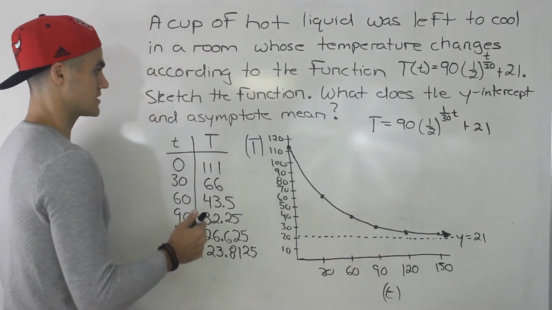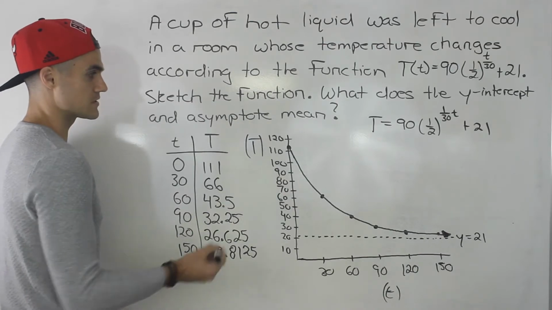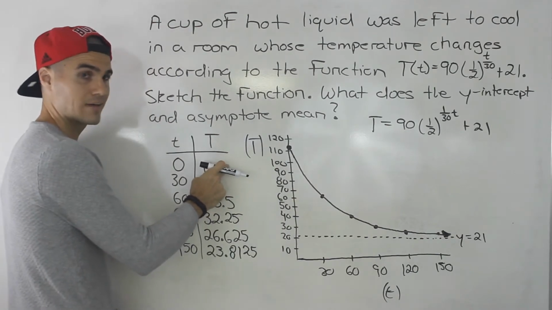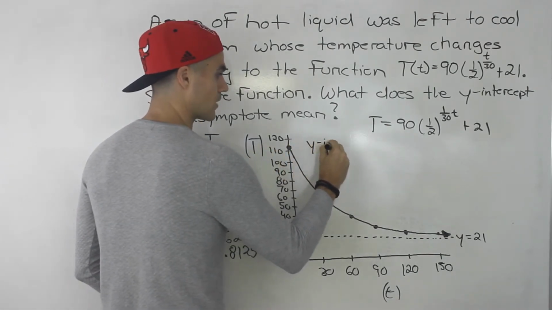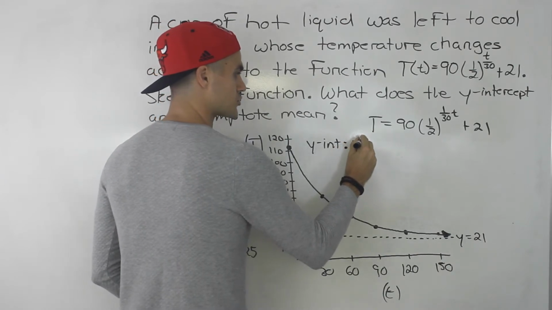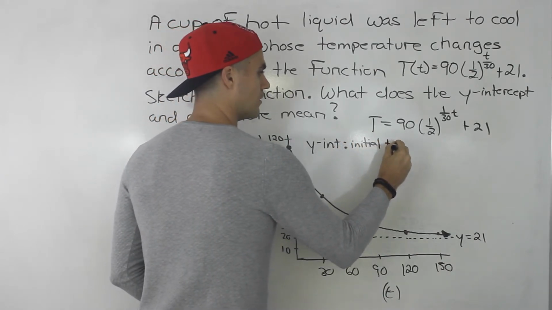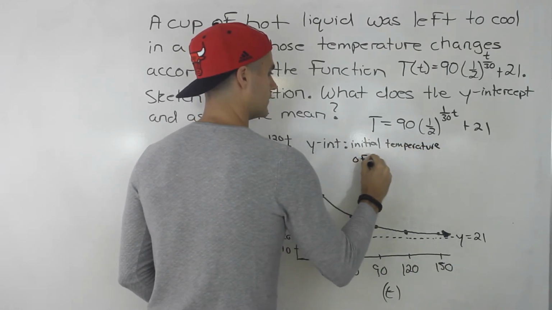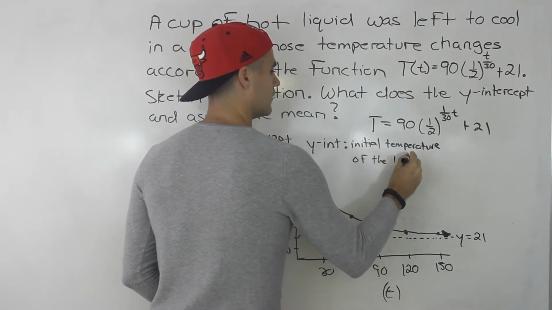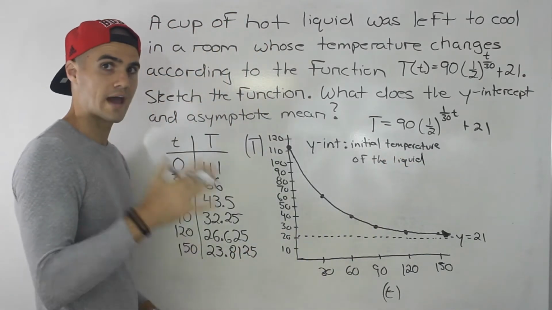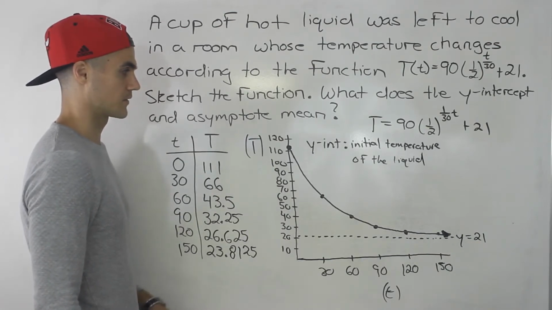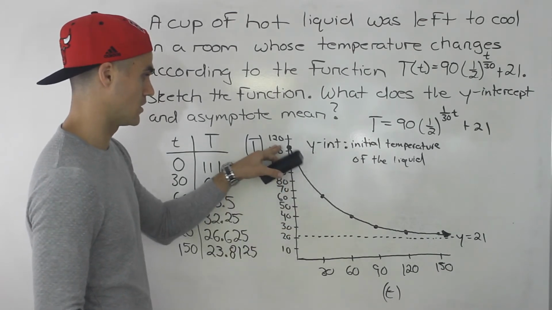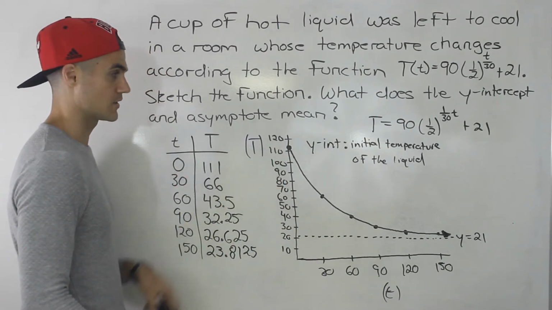Now the question is asking, what does the y-intercept and the asymptote mean? Let's start with the y-intercept here. Notice it's 111 degrees, and that basically represents the initial temperature of the liquid. Maybe right after it finishes boiling. That's the initial temperature when we start testing the liquid at a time value of 0, it's 111 degrees.